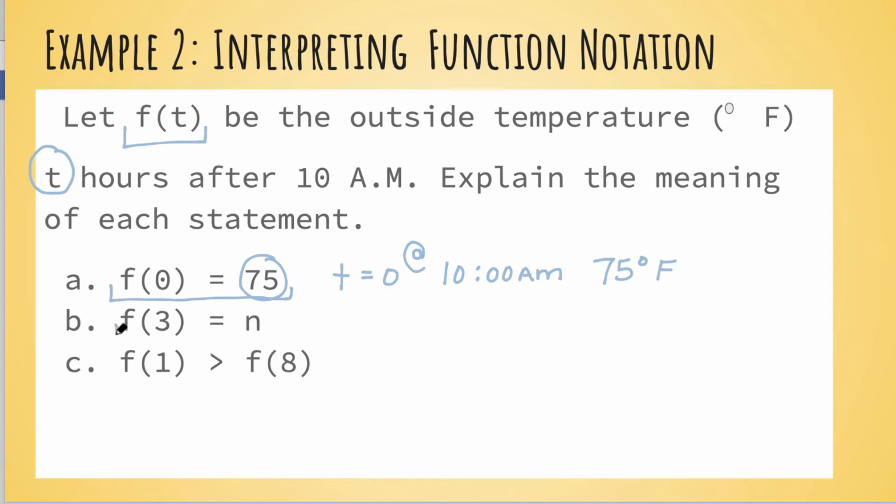The next one, f of 3 is equal to n. So we can see that the t is equal to 3. So 3 hours after 10 a.m. is 1 o'clock p.m. So at 1 o'clock p.m., the temperature is n degrees. So at 1 o'clock p.m., the temperature is n degrees Fahrenheit.